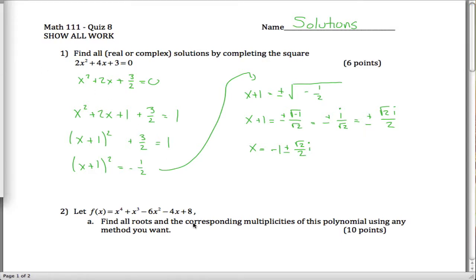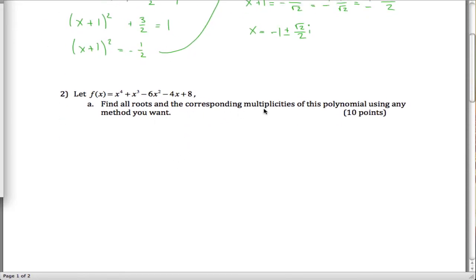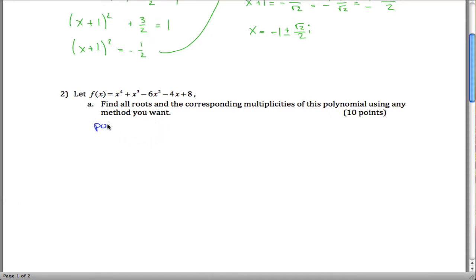Okay, moving on. Find all roots and the corresponding multiplicities of this polynomial using any method you want. The way I would do it is I would say possible rational roots are plus or minus 1, plus or minus 2, plus or minus 4, and plus or minus 8. I got that by taking integer factors of 8 and dividing them by integer factors of 1.